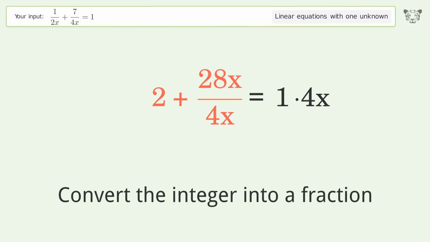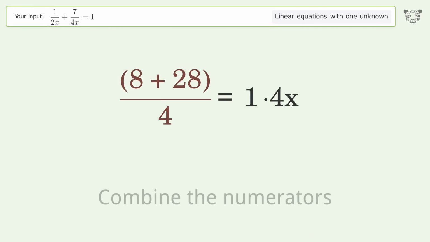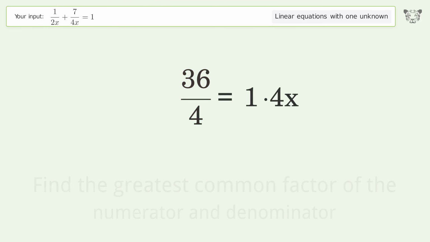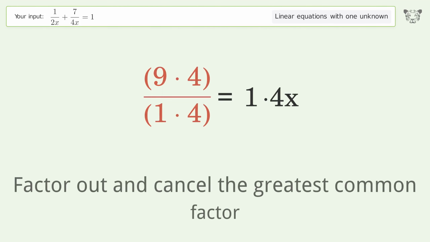Convert the integer into a fraction. Combine the fractions. Combine the numerators. Find the greatest common factor of the numerator and denominator. Factor out and cancel the greatest common factor.